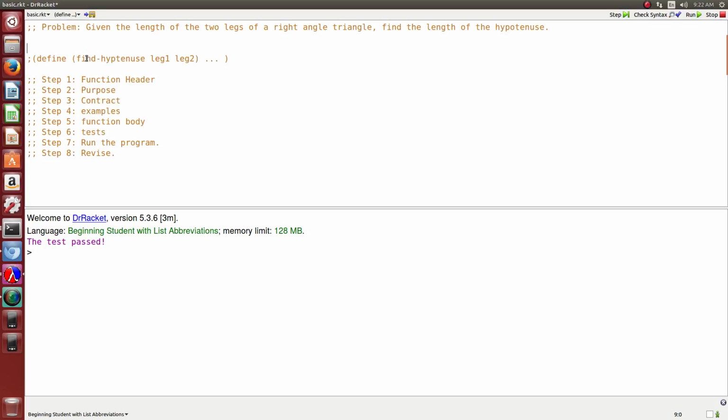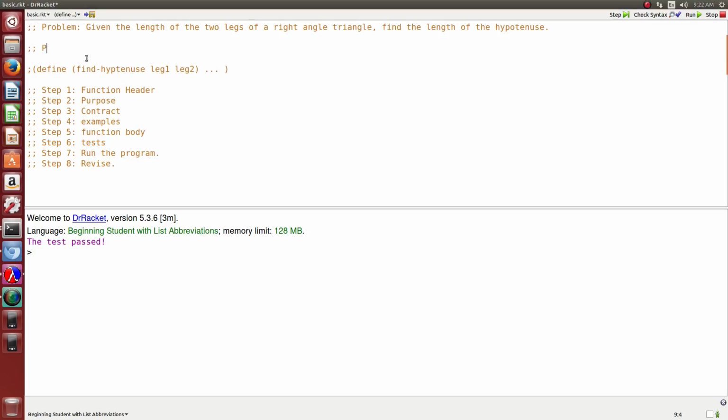We can now write our purpose, and you should probably do this with a double comment. Purpose. So we can literally copy down part of the problem here. So we can say: produces the length of the hypotenuse given the lengths of the two legs, leg 1 and leg 2.